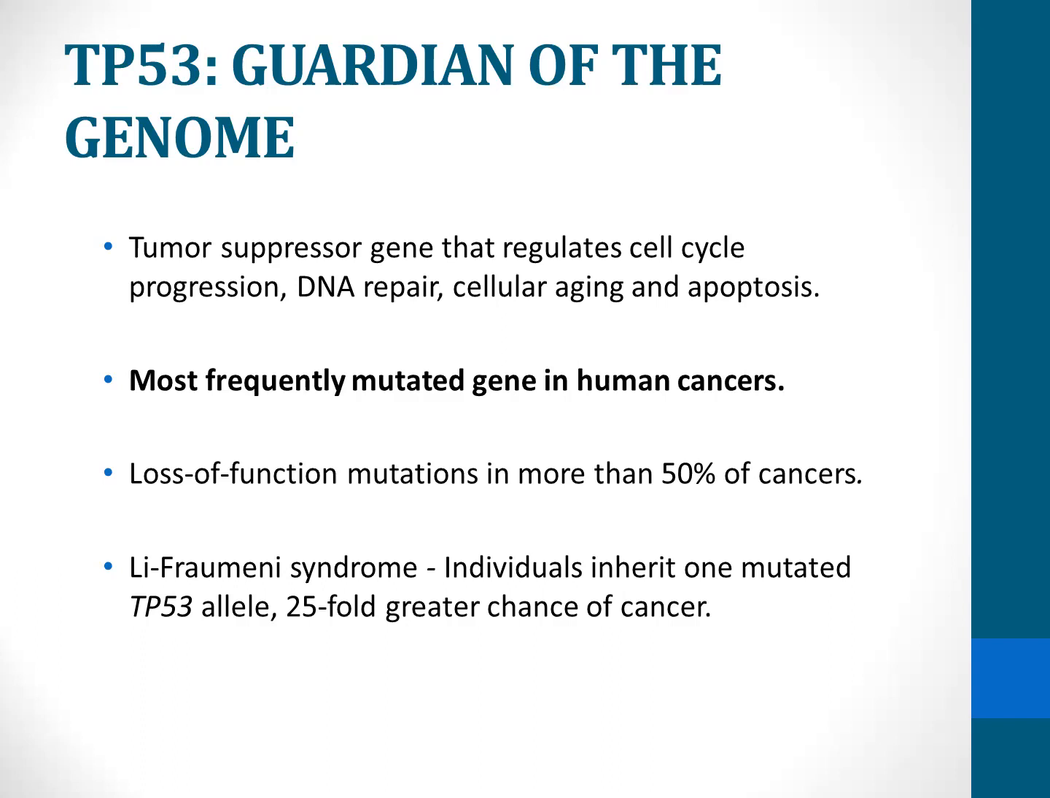Individuals usually inherit one mutated TP53 allele, and that is why they have a 25-fold greater chance of cancer. So one allele already has the mutation at birth, and then after birth of the individual, the other mutation is acquired and it leads to Li-Fraumeni syndrome.